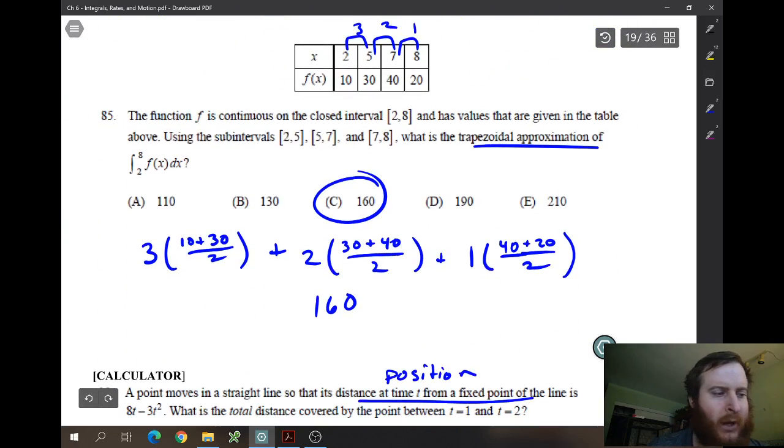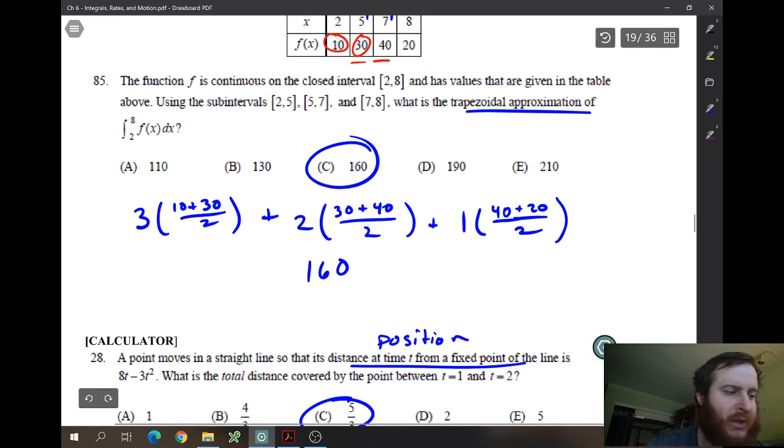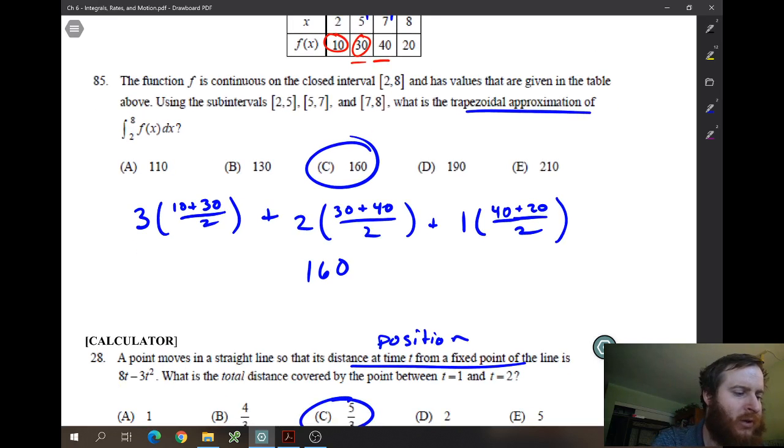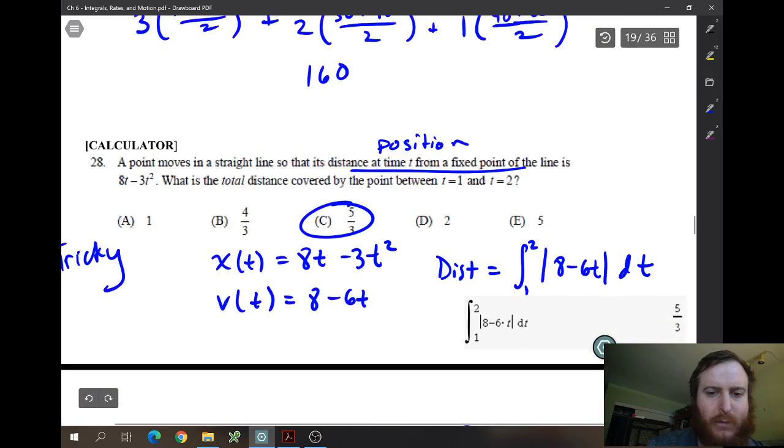All right, next up, we have a trapezoidal approximation. For this question, we're just doing the same thing we did earlier. Width is 3, and then 10 plus 30 divided by 2. Width is 2, 30 plus 40 divided by 2. Width is 1, 40 plus 20 divided by 2. This was a calculator question, so if you had wanted to, you could have even plugged this into your calculator and gotten that answer.